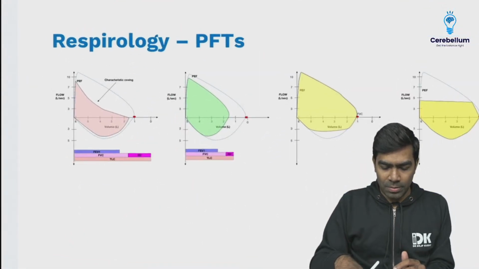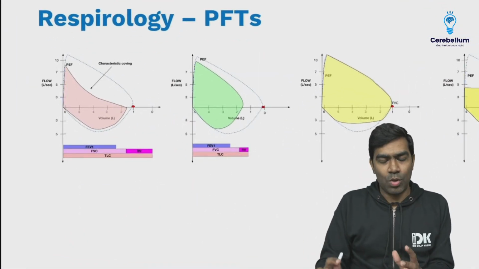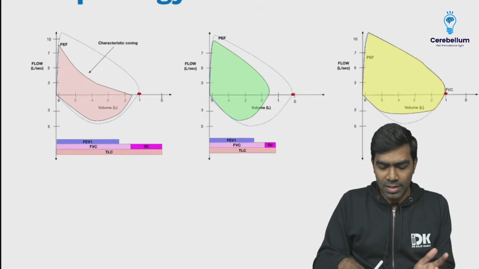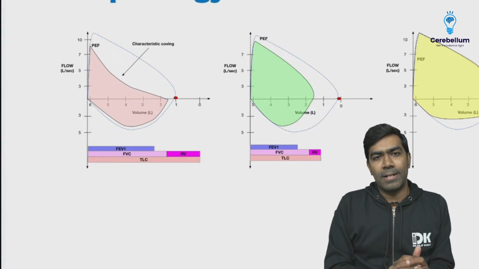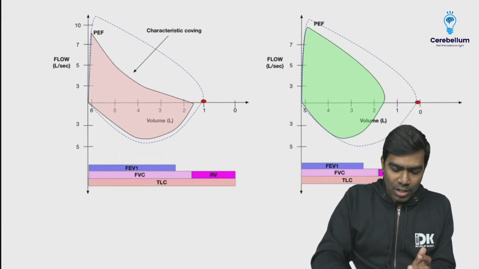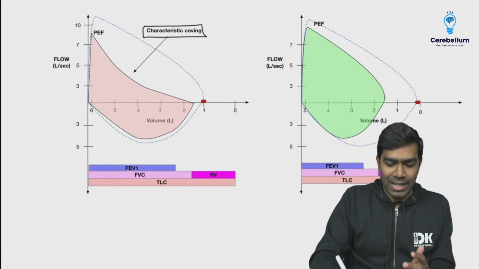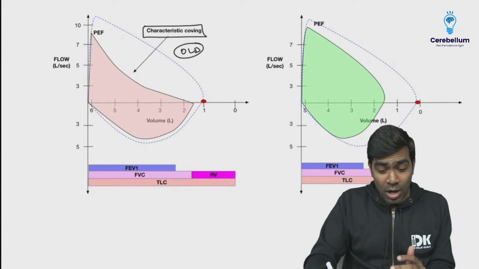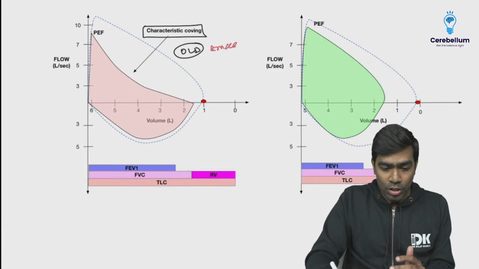Coming to the PFTs. I think in the previous section, I have told you some important pointers on how to approach pulmonary function testing, but I can tell you some of the flow volume loops here as well. Whenever you see a characteristic coving appearance like this, it indicates an obstructive lung disease. Obstructive lung disease means we are talking about small airways obstruction. I'll repeat, small airways obstruction.